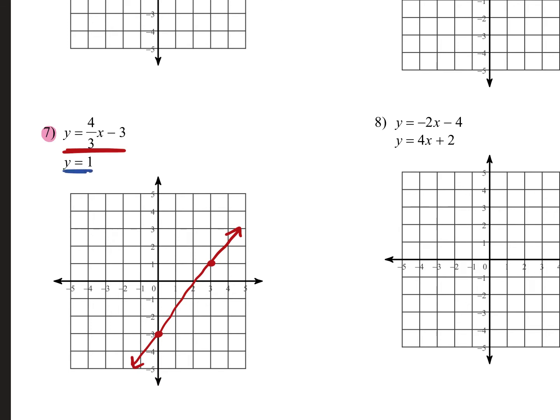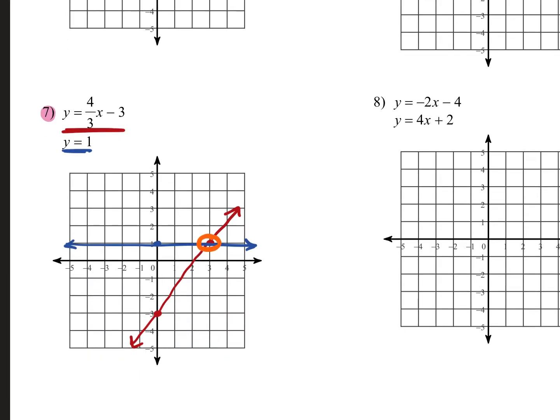And then we graph that y is equal to 1. Y is equal to 1 goes through 1 on your y-axis, not your x-axis. So we're going to have a horizontal line through 1 on the y-axis. Your point that is the same for both of these functions is at 3, 1.